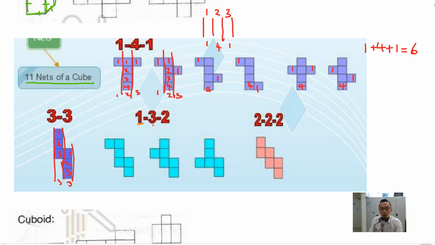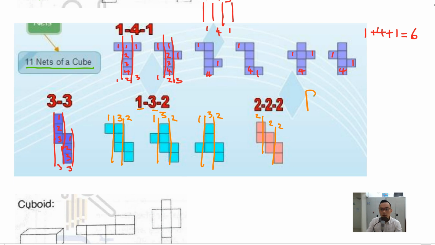The third is the 1, 3, 2, which is column 1 has 1, column 2 has 3, and column 3 has 2. If you draw a line down, it's 1, 3, 2. The last one is 2, 2, 2. Okay, so those are the 11 nets of a cube.